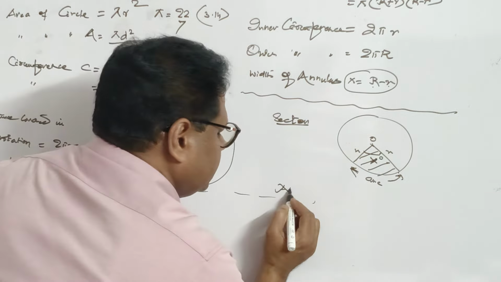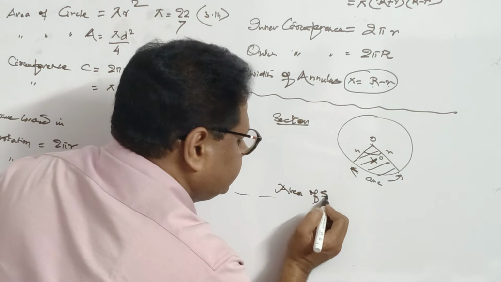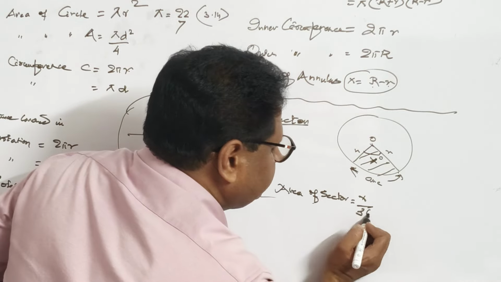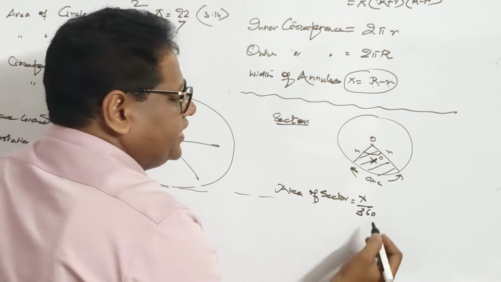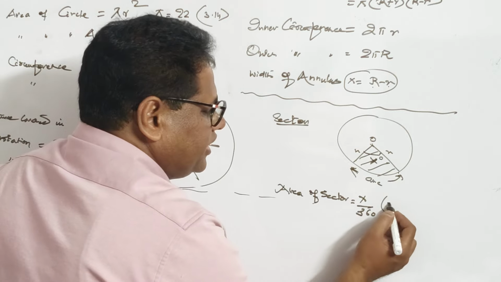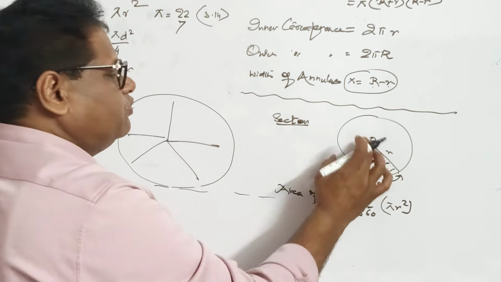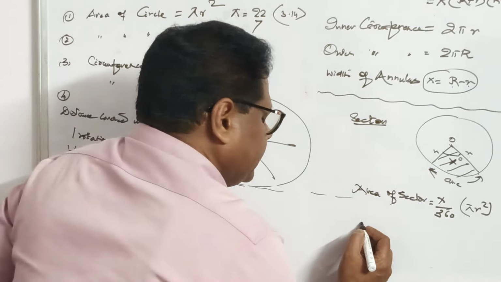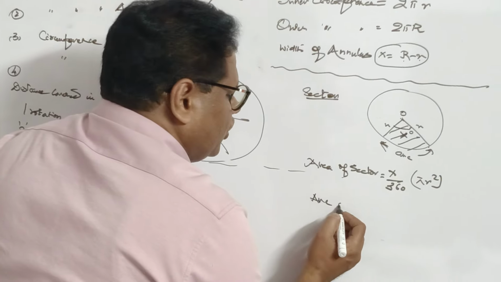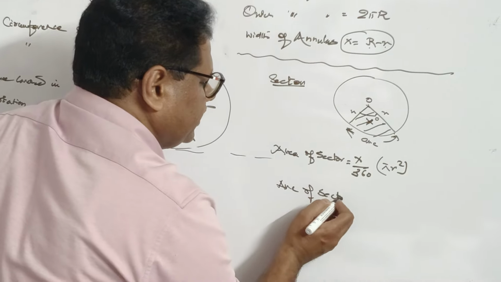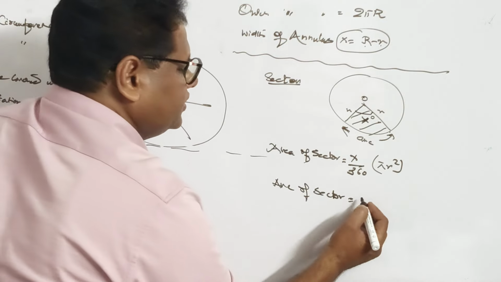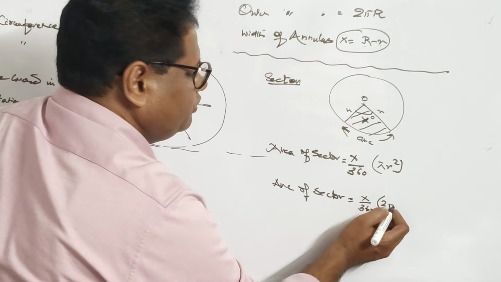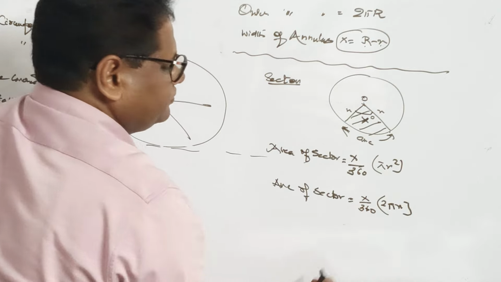So in this case, the area of sector is equal to x by 360, that is angle at the center subtended, by 360, multiplied by pi r square. So it is a portion of the circle depending upon the angle. Now to get the arc of sector, that means you are finding the length of this arc, this is x by 360 of 2 pi r. Clear?